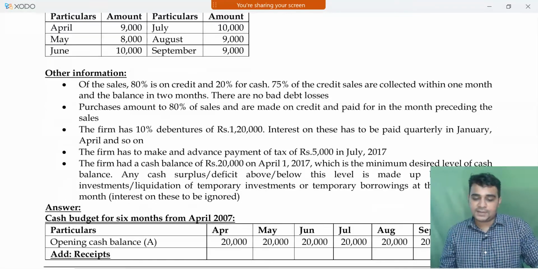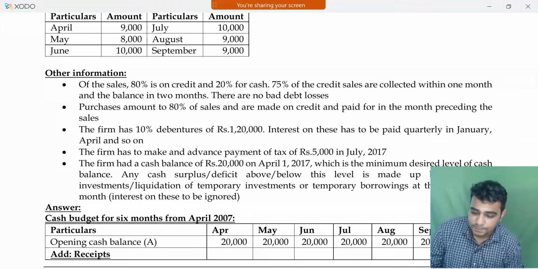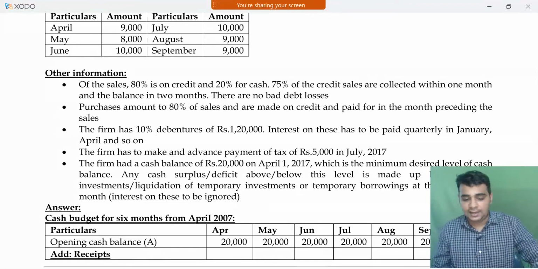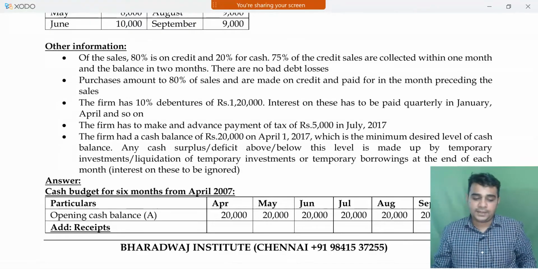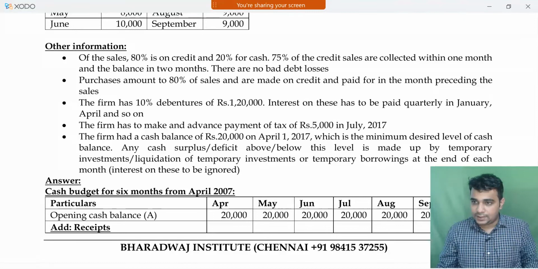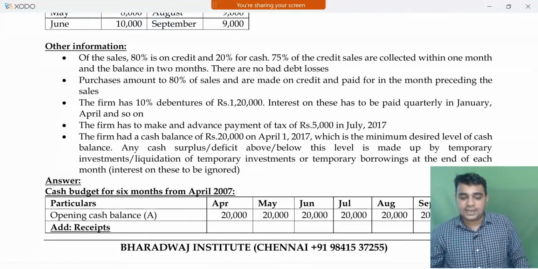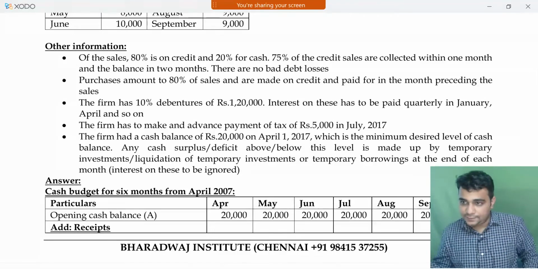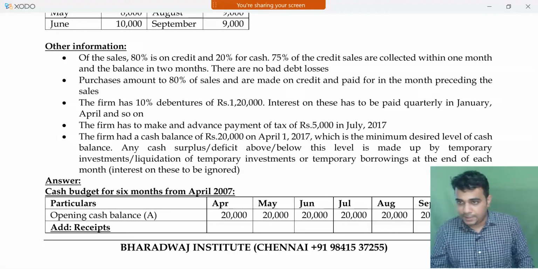Firm has 10% debenture of 1,20,000. Interest is to be paid quarterly. Advance payment of tax. Cash balance, any surplus or deficit above is made up by temporary investment or liquidation at the end of each month. Interest on this is to be ignored. So basically I'll have to keep a balance of 20,000. Above that or below that, I'll put it in an investment or I'll borrow that money based on requirement.